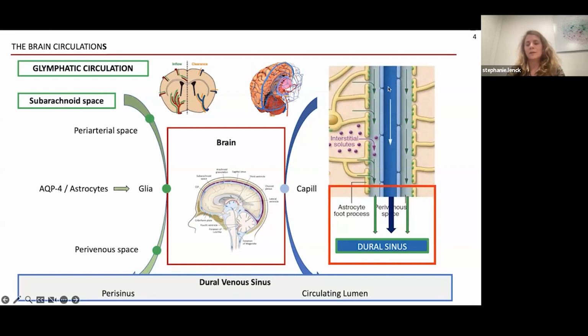But as you can see, if you consider the vascular circulation, you have the lumen of the cortical vein here. And here you have the perivenous space with the brain metabolites, which are excreted here. And all these converge at the dural sinus. But we don't know exactly how the connection occurs.